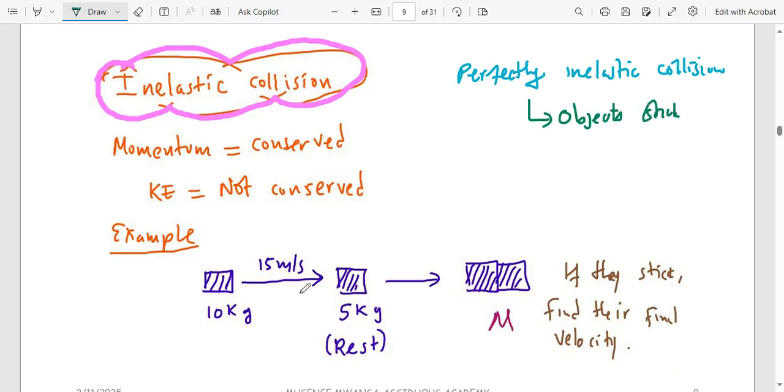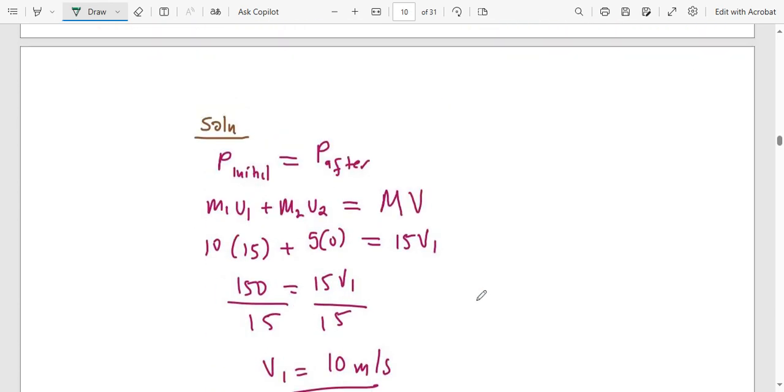Let's say, for example, you have these objects here. A 10 kg object moving at 15 meters per second hits a 5 kg object, and then they stick together. And then they've got a combined mass. What would be their final velocity? We've been dealing with this one, right? What would be their final velocity?